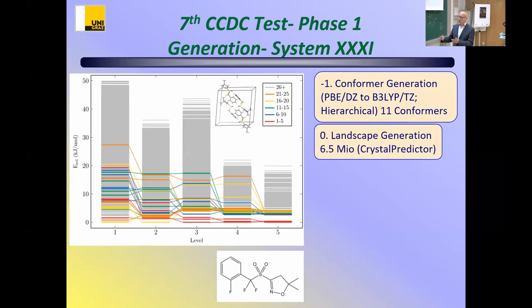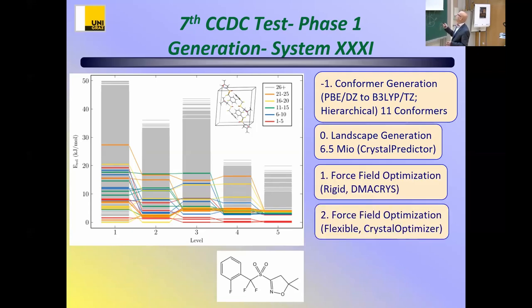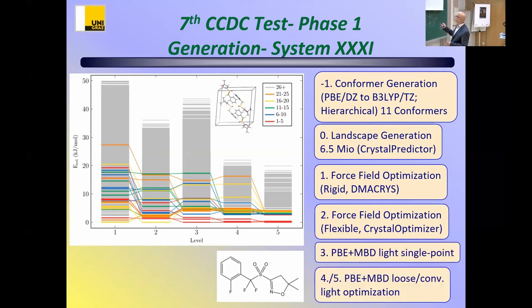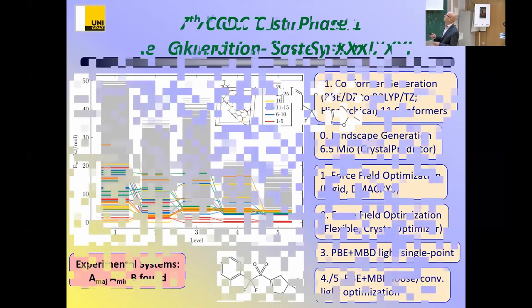Then you generate a landscape. So you just put them all into certain crystal structures. And then you start to do first force field optimization. Then you do flexible force field optimization. Then you do DFT calculation. And at the very end, you do light optimization. And we found the three major systems in this case. I'm only showing you this molecule because we have been more successful for this molecule. For the larger ones, we didn't find it, for example.